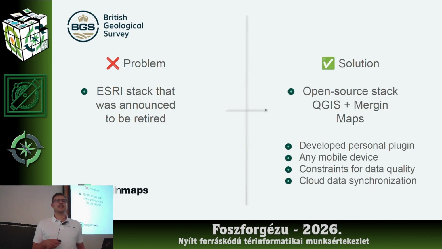So they decided to try out Mergin Maps, and now they can all work at the same time with just a phone, whether it's Android or iPhone, doesn't matter. And they've set up a lot of constraints to ensure that nobody forgets to collect the data. Everything goes to their centralized cloud, and it's synchronized from the field.